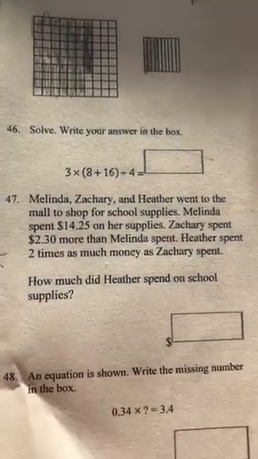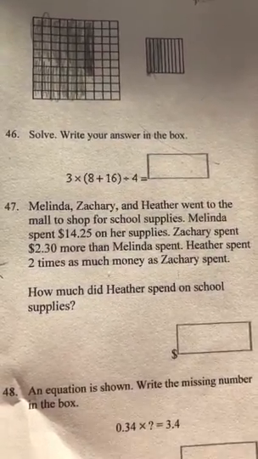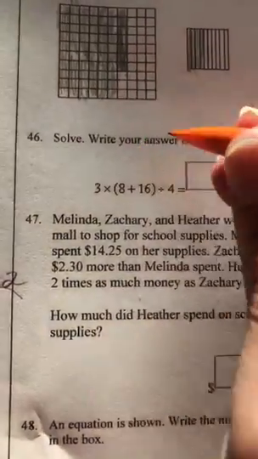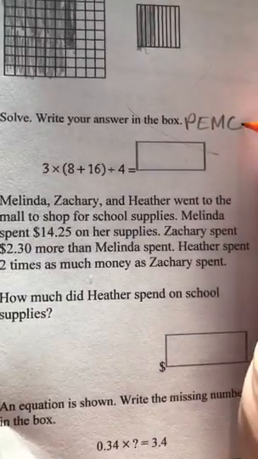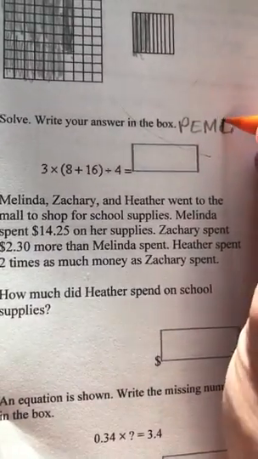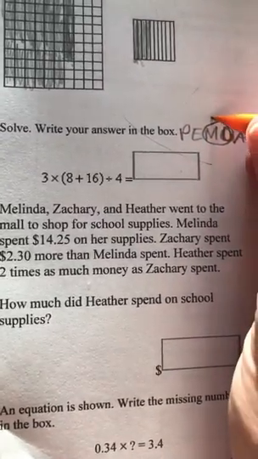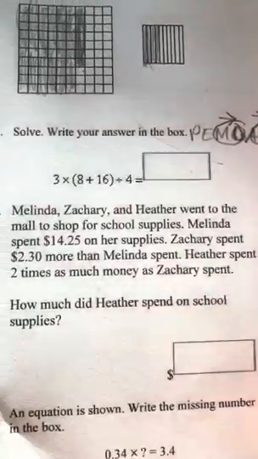Okay, look at 46. Number 46 says solve. And again here, when I'm doing this, I'm going to use PEMDAS or GEMDAS. So remember that when we multiply or divide, we're always going to work it left to right. And when we add or subtract, we work it left to right.